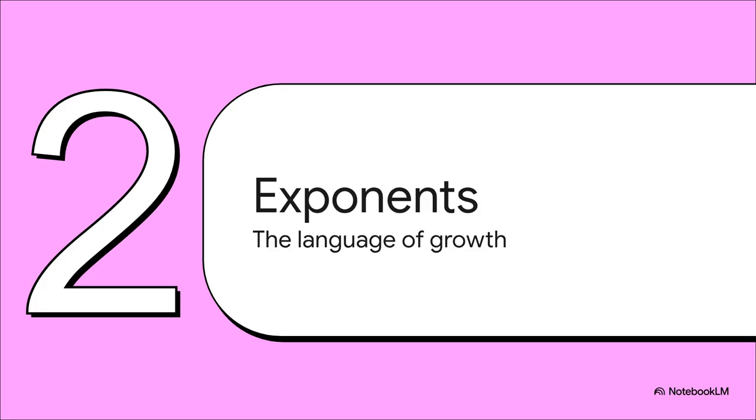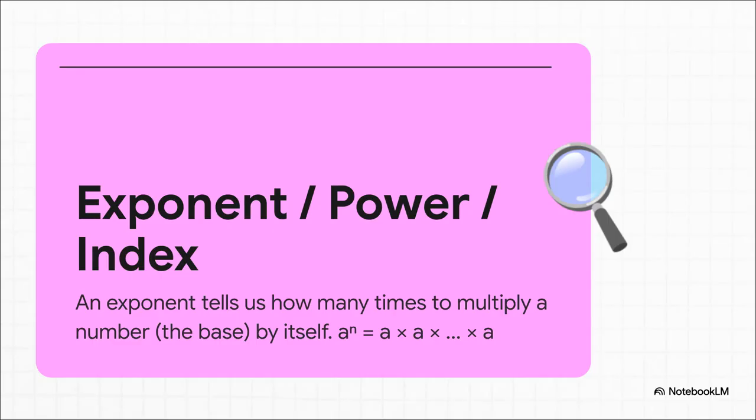Okay, foundation set. Now for the main event. Let's talk about exponents. This is the truly elegant solution we've been looking for. It's the language of growth, and it's the perfect tool for taming those crazy big and small numbers we saw earlier. So what is an exponent, really? Well, think of it as a super convenient shortcut. When you see a with a little n floating next to it, the a is the base number, and that n, the exponent, is just telling you, hey, multiply a by itself this many times. That's it. Simple, right? But oh, it is so powerful.